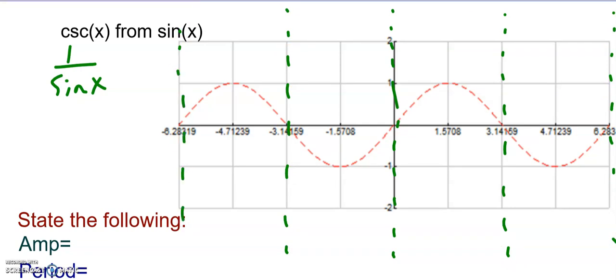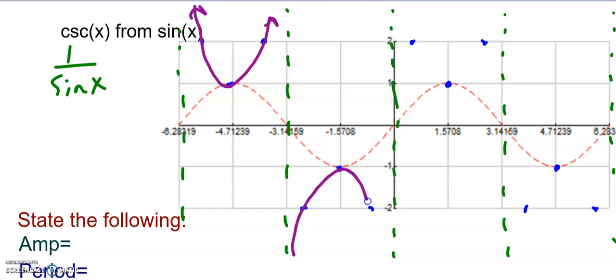Anywhere that the sine has a value of 1, cosecant will also have a value of 1. Anywhere sine has a value of -1, cosecant will also have a value of -1. Wherever sine has a value of 1/2, cosecant will have a value of 2. Wherever sine has a value of -1/2, cosecant will have a value of -2. So the cosecant image is like this.